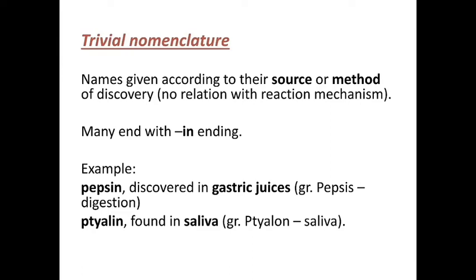The formerly used term ferments, which was based on the fact that enzymes are involved in the process of fermentation, is no longer used. First discovered enzymes were given names according to their source or method of discovery, and the names are therefore without any relation to the reaction mechanism, and in this case many end with an IN ending, such as pepsin or trypsin.